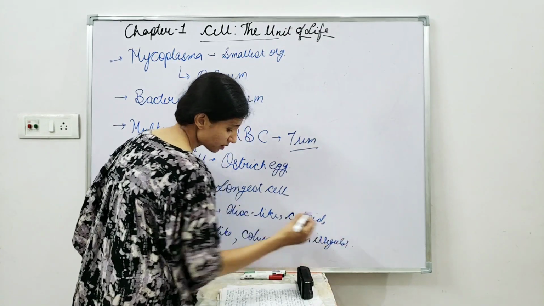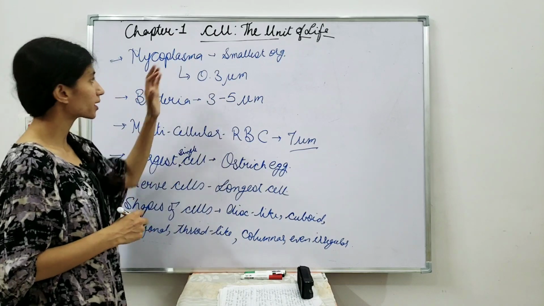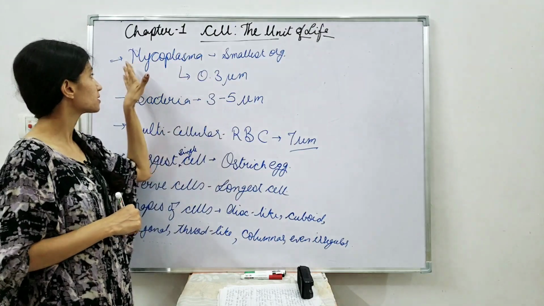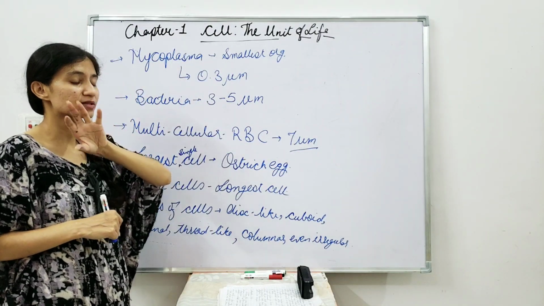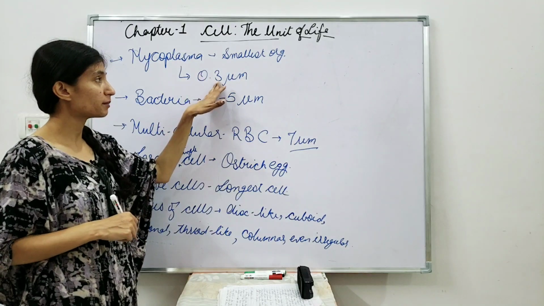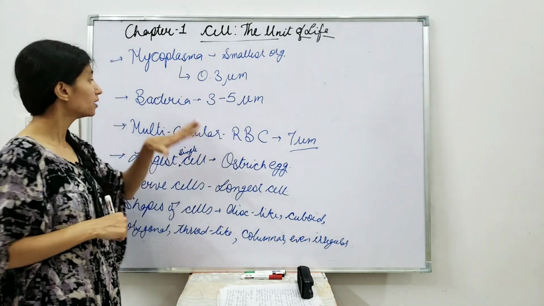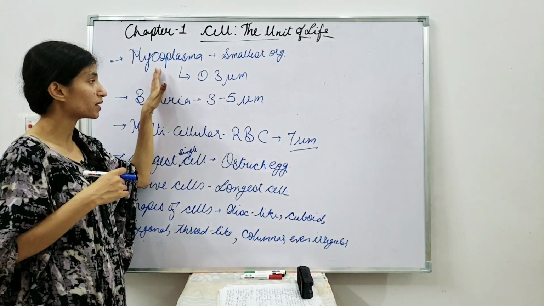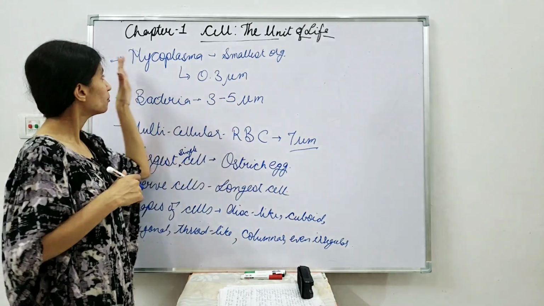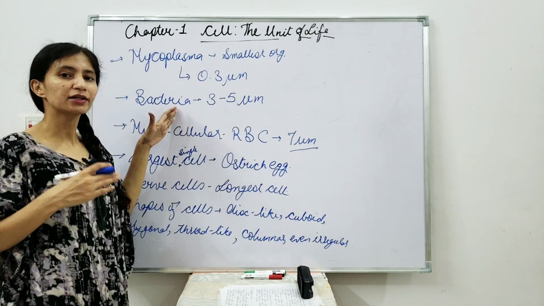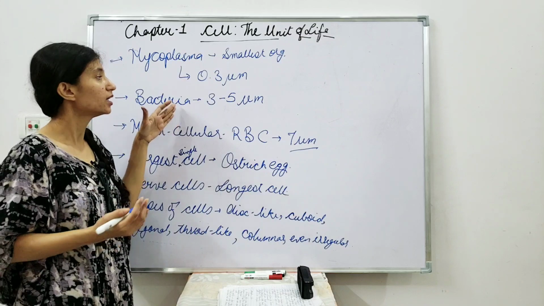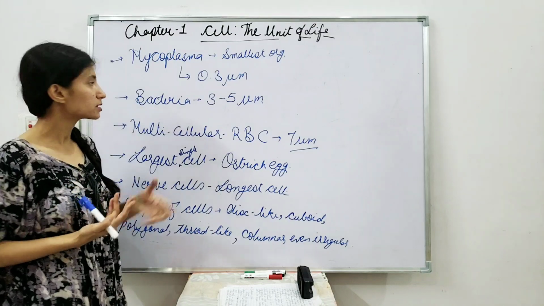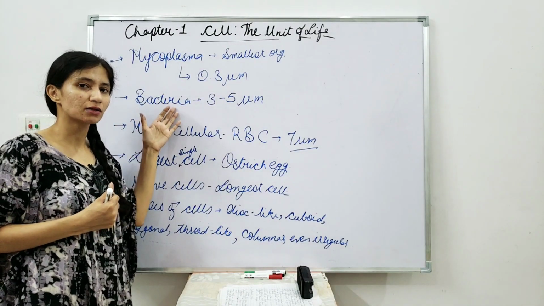If you look at the sizes of the cell, it starts from 0.3 micrometer, which is the mycoplasma, the smallest organism that exists in the environment. Bacteria have a much bigger size in comparison, 3 to 5 micrometer. Both mycoplasma and bacteria exist in the category of prokaryotes. When we discuss prokaryotes in detail, we'll study more organisms and their sizes. Mycoplasma and bacteria are both single-celled organisms.